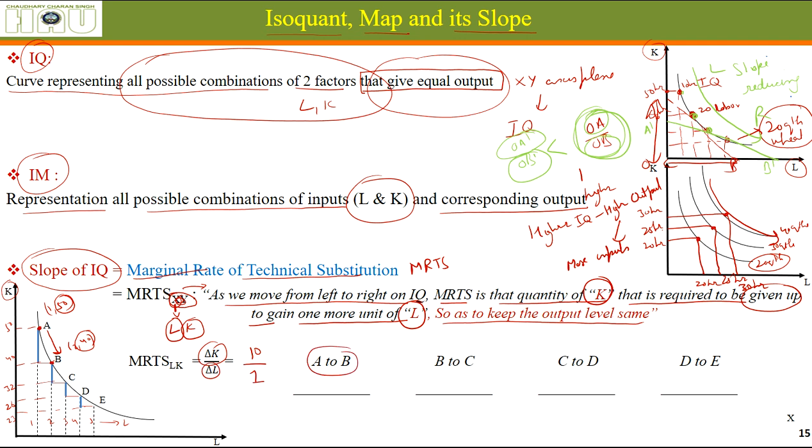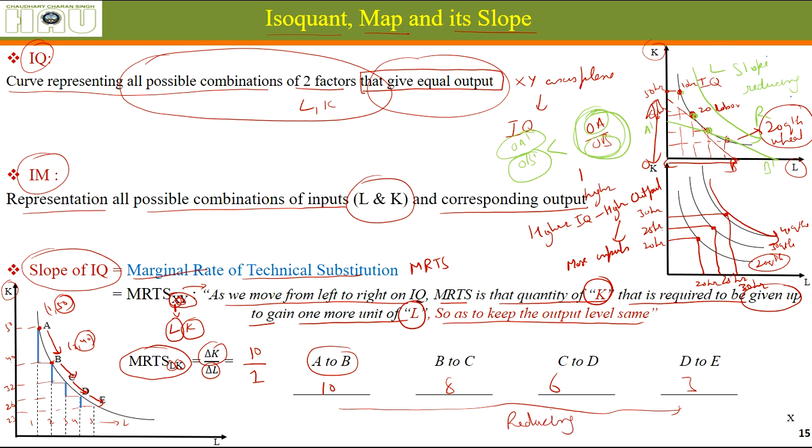So if we move from A to B, MRTS is 10, and if we move from B to C, MRTS will be 40 minus 32, 8. If we move from C to D, it will be from 32 to 26, 6, and if we move from D to E, it will be 26 to 23, 3. So you can see marginal rate of technical substitution between labor and capital is reducing as we move from left to right.